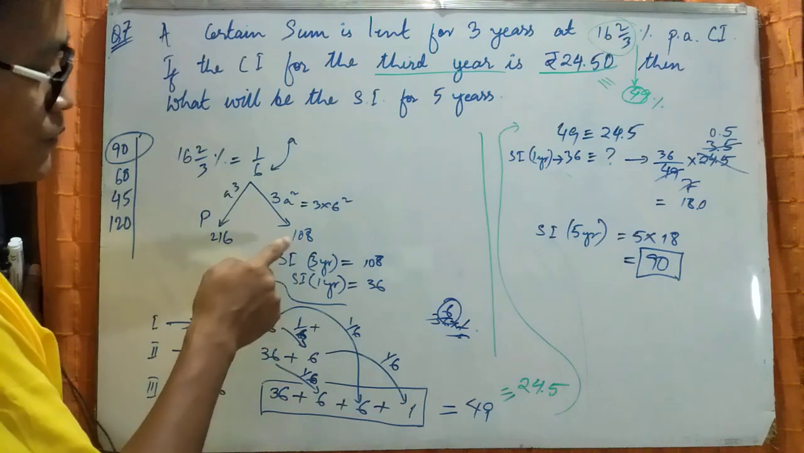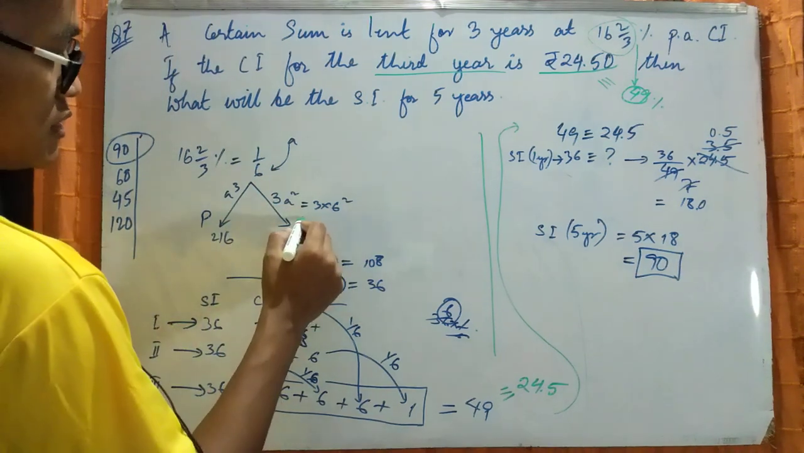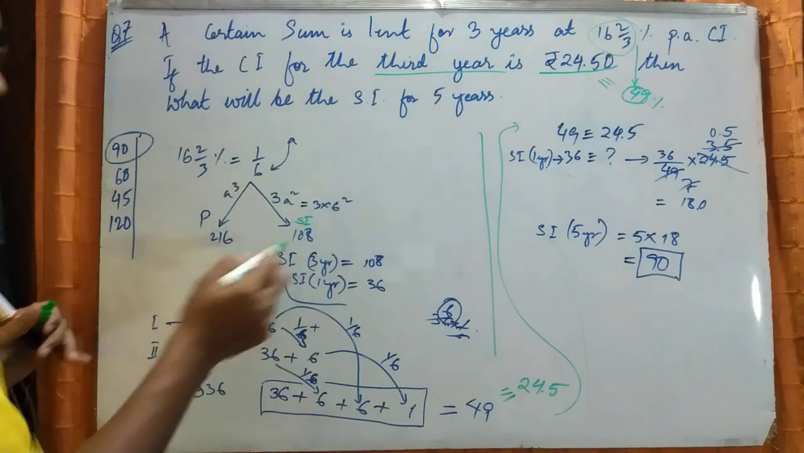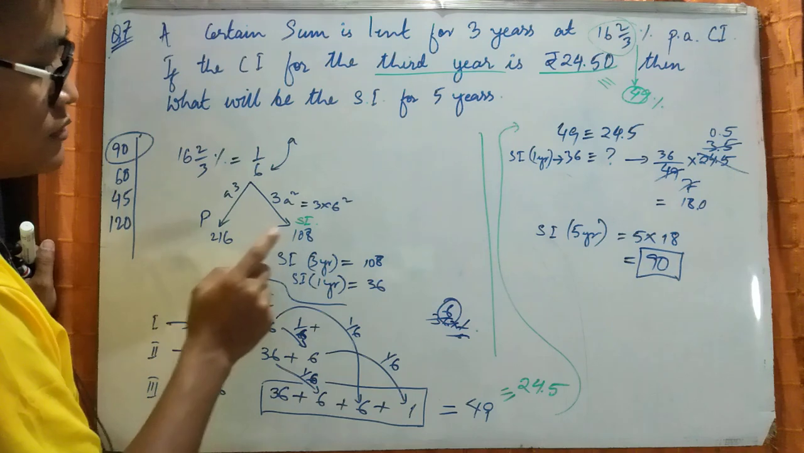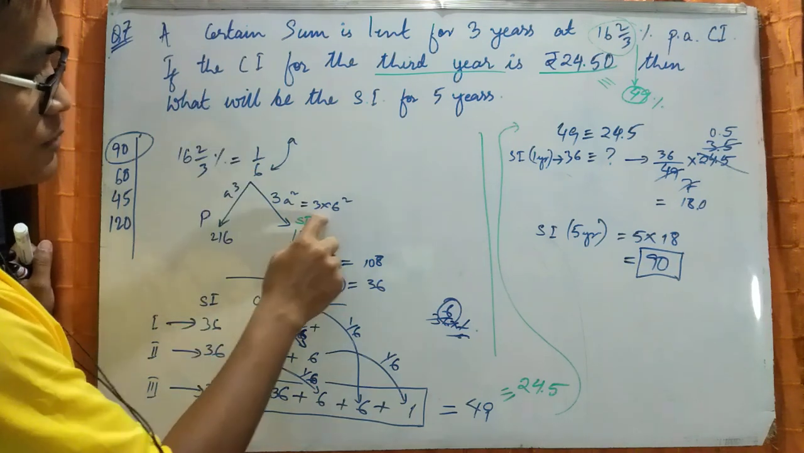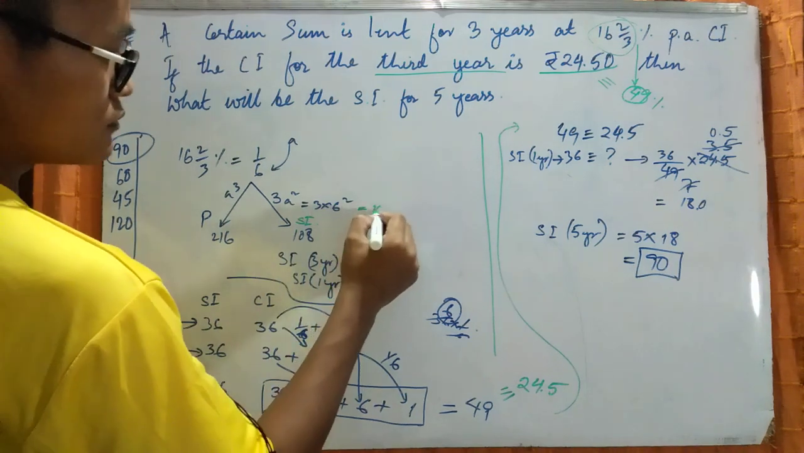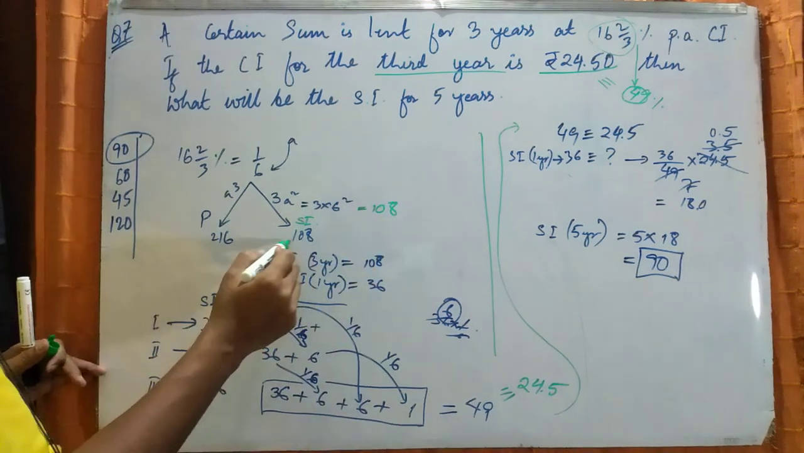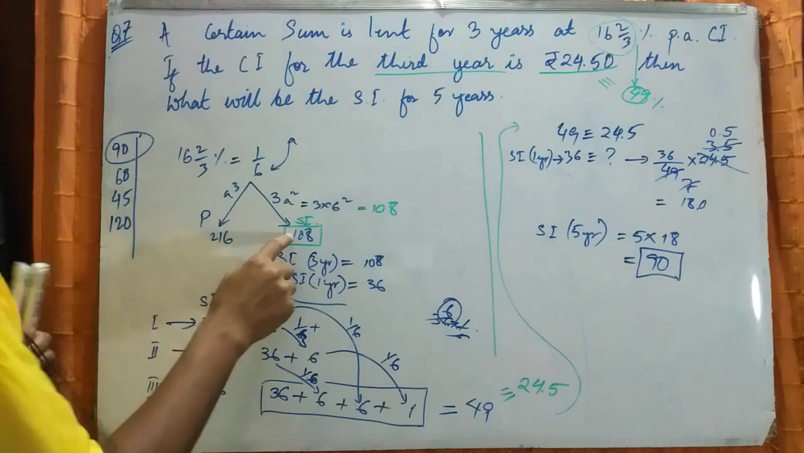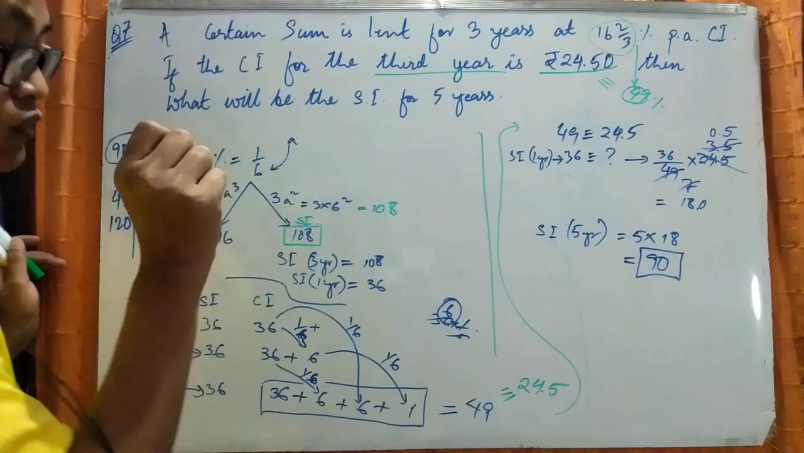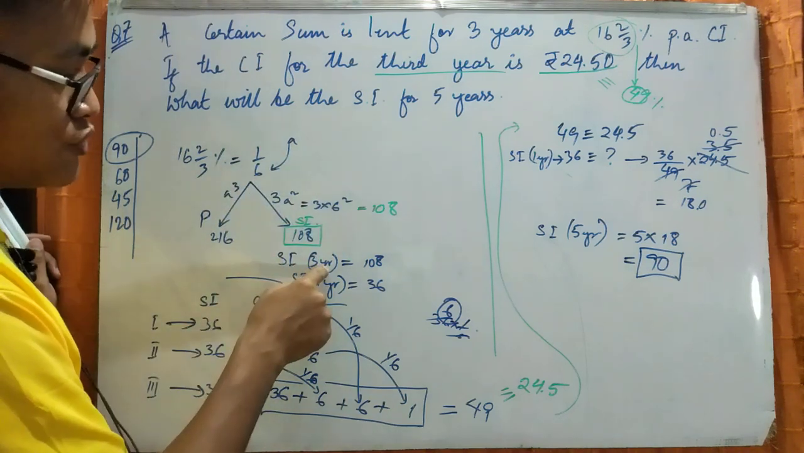According to the formula, simple interest for 3 years is 3a squared. 3a squared is 3 into 6 squared, multiplied, which is 108. This is the formula for 3 years, so simple interest for 3 years is 108.